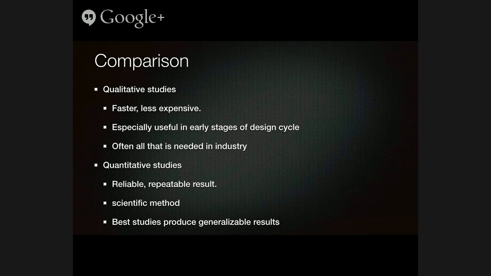That's just the case. Quantitative studies are reliable and repeatable, ideally. They are employing the scientific method in the pursuit of some truth about the world with respect to your user interface. And the best studies, the ones that really kick ass, are able to produce generalizable results. So why do we care about generalizability? What does that even mean? What does it matter to us if a result is generalizable?